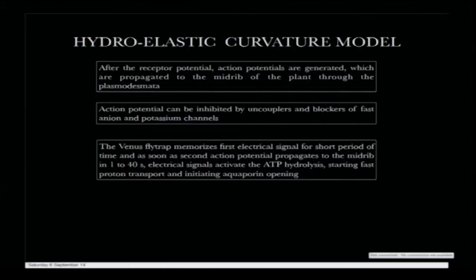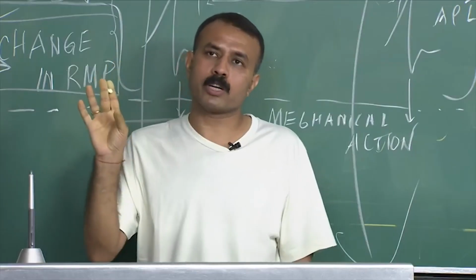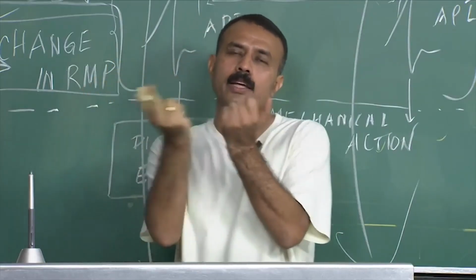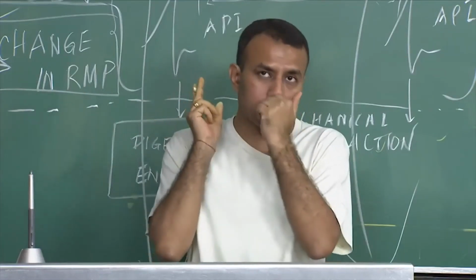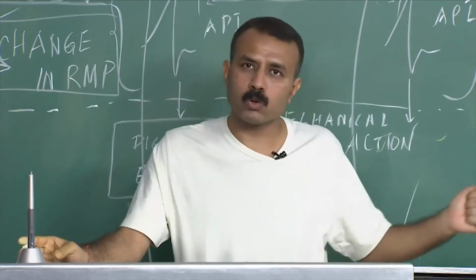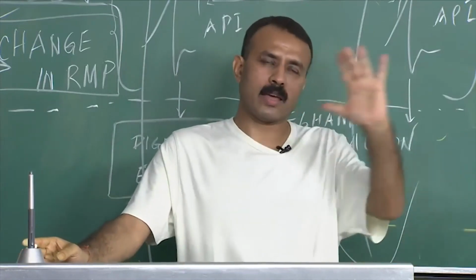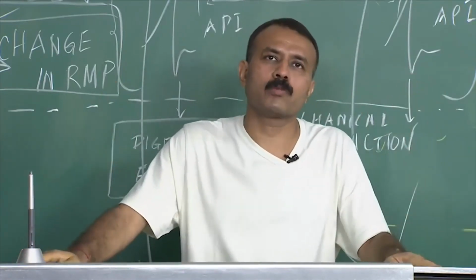Basically, it says that after receptor potential, action potential is generated, which is propagated to the midrib of the plant through the plasmodesmata. So, these are the connections. If you remember in lecture 36, I showed you where the plasmodesmata lie, and the connection between the xylem and phloem and all those things. Okay. So, those plasmodesmata are very important. So, please go through lecture 36 to see. I gave you in between a schematic of the plasmodesmata.